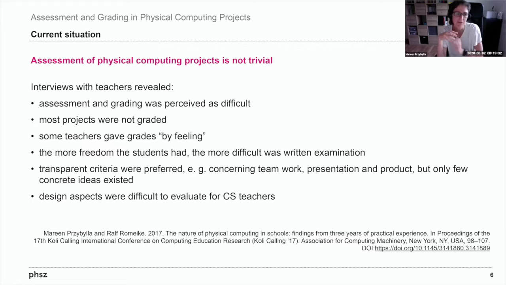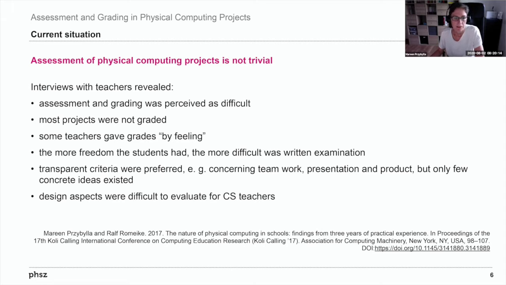And in the interviews that those data come from, we also found that the more freedom the students had, the more difficult it was to do some written examination afterwards, to write a test paper where the students explain what they had done or something like this. But all teachers in the end agreed that they would like to have transparent criteria on which they could grade their students and assess the students' work. And they proposed some ideas. So for example, they thought it might be interesting to focus on the teamwork aspect. It might be interesting to focus on the final presentations that students gave or on the products that they created. But only very few teachers had some concrete ideas.